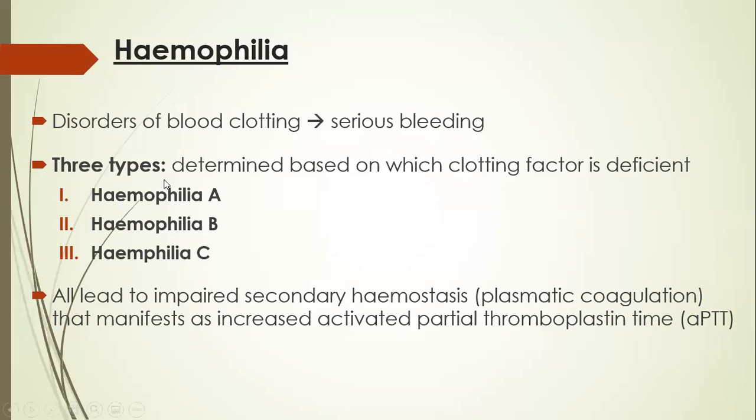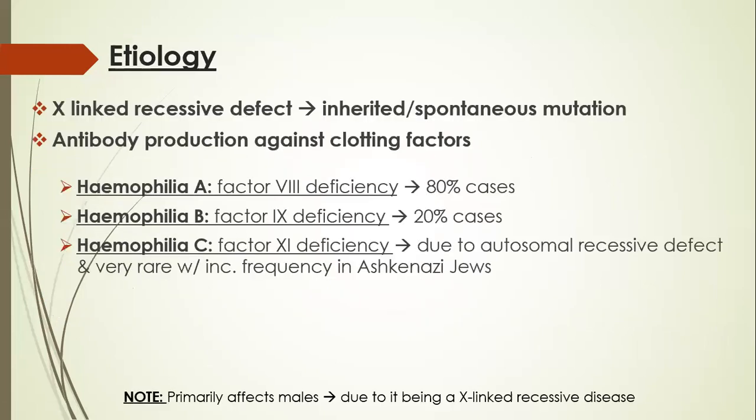So hemophilia is defined as disorders of blood clotting, which can lead to serious bleeding. There are 3 types, and these types are determined based on which clotting factor is deficient in them, as we will learn later on in etiology. So you have hemophilia A, B, and C. All 3 lead to impaired secondary hemostasis or plasmatic coagulation that then manifests as increased activated partial thromboplastin time.